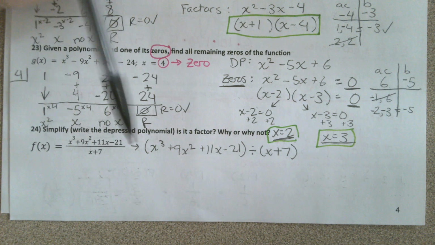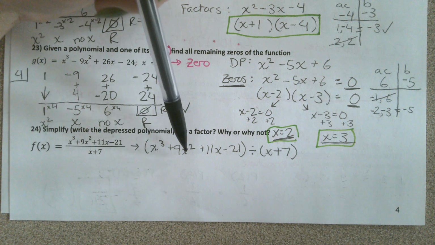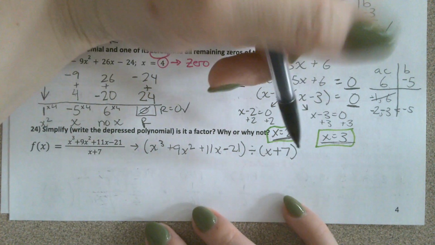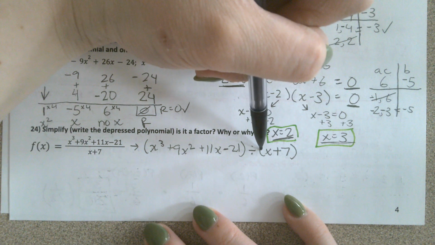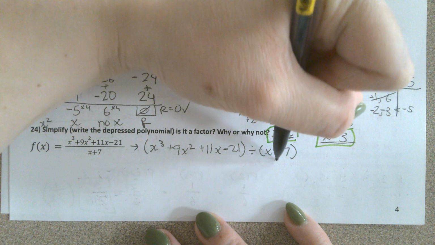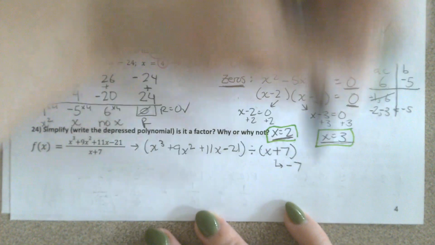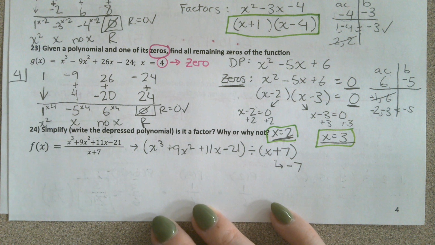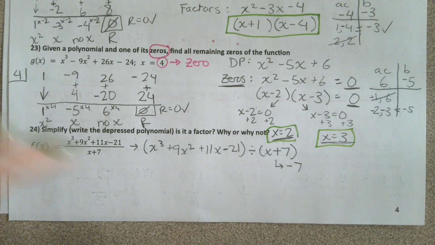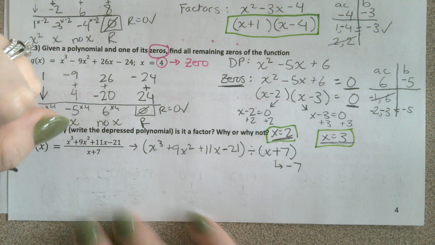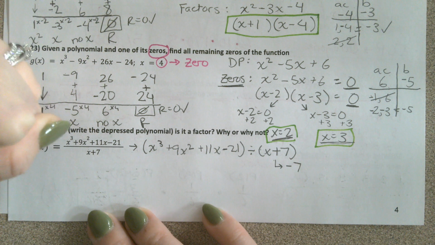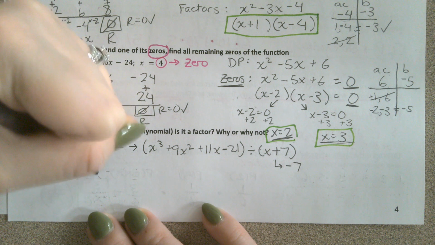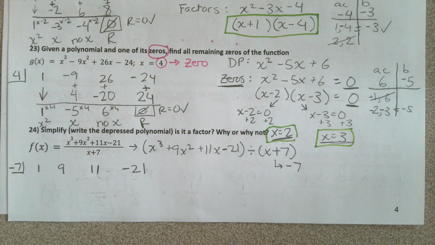First off, go through, make sure you're not missing anything. X cubed, x squared, no x, we're good. On top of that, we look here, this is written as a factor, so we can change this to -7. That means we do switch the sign. So I'm going to set it up, and I'm actually going to come over here to do that just because of space. I know I'll need it. So we're dividing by -7, and then I have 1, 9, 11, -21.